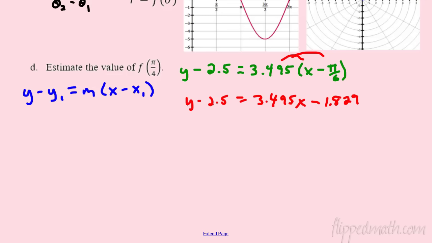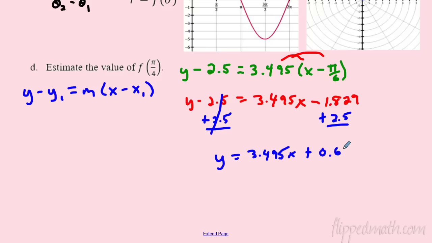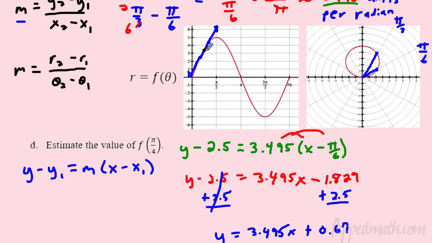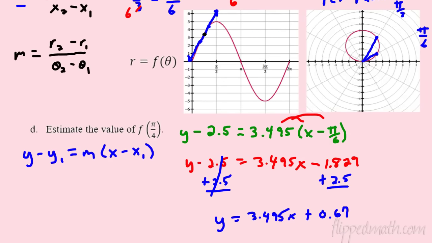Awesome. So now let's just finish cleaning this up a little bit. What can I do? I can add the 2.5 to both sides. So I'll add 2.5, come over here and add 2.5. And those cancel out. And I've got this line here, 3.495x. And then if I add 2.5 to that, I'm going to get add 0.67 to it. So that is the equation of the blue line up there that I drew in earlier that goes through those 2 points right there. I'm sorry, that's the line through those 2 points.